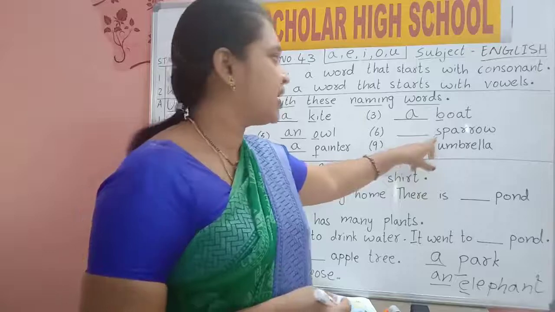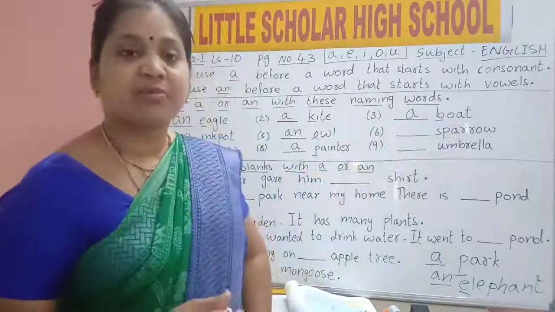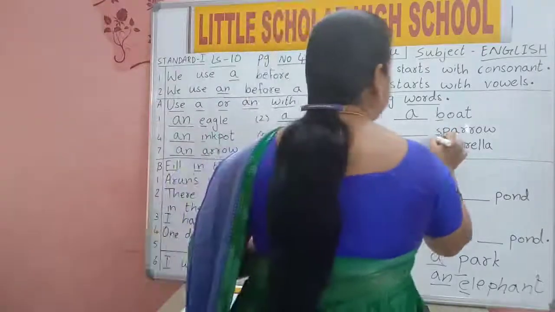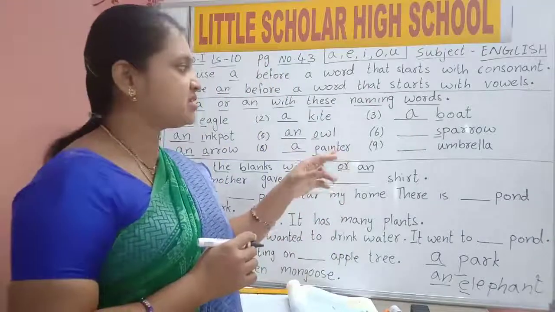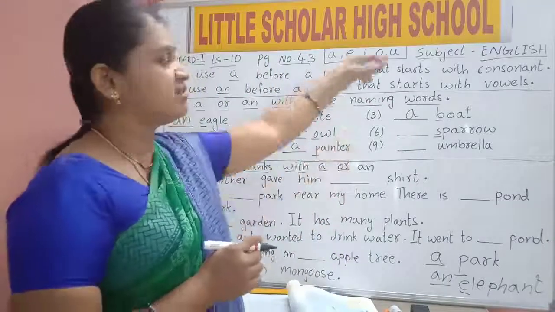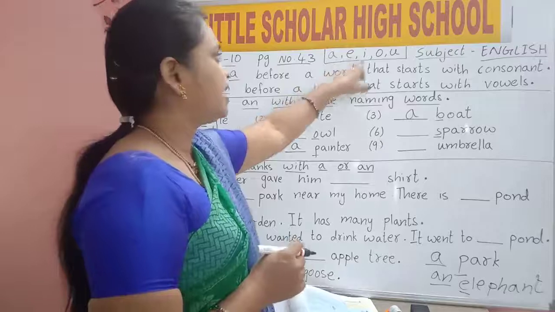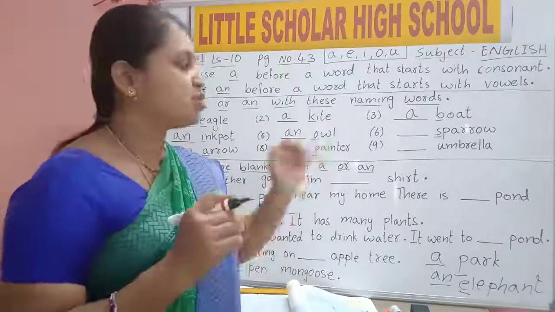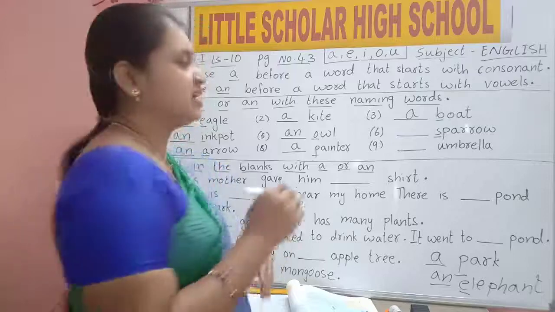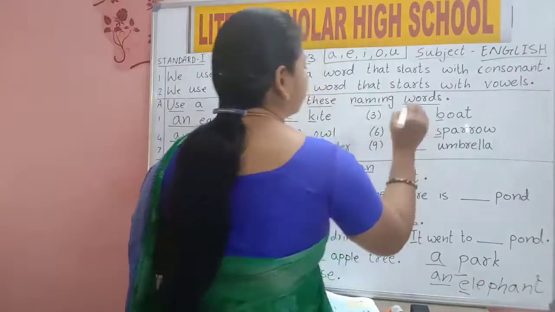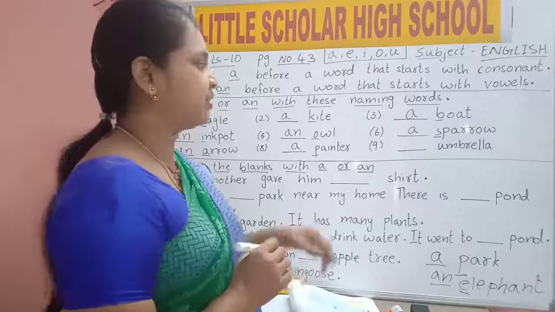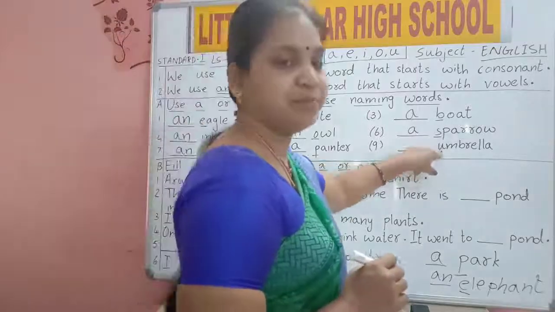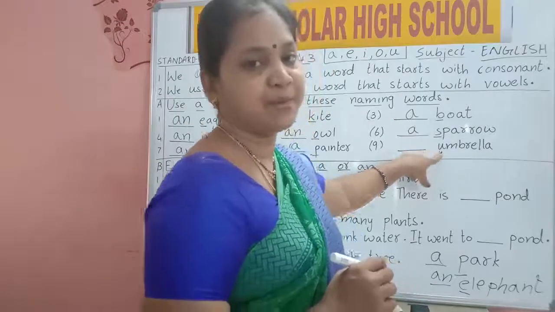S-P-A-R-R-O-W. Sparrow. What is the first letter here? Yes. Now see in vowels do you have S? A, E, I, O, U. S is there? Not there. That means it is a consonant. So in front of consonant you should write A. A sparrow. Next. Dash. U-M-B-R-E-L-L-A. Umbrella.